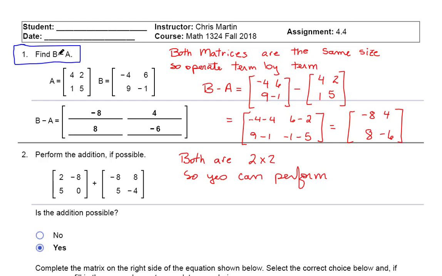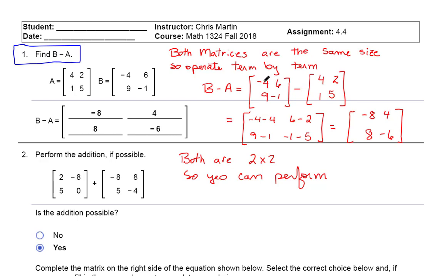Well, the first thing is whenever you're adding or subtracting two matrices, they have to be the same size. So let's see, matrix A here has 2 rows and 2 columns. B has 2 rows, 2 columns. So they are exactly the same size, so yes, we can do the operation. And to do B minus A, we simply subtract place by place.